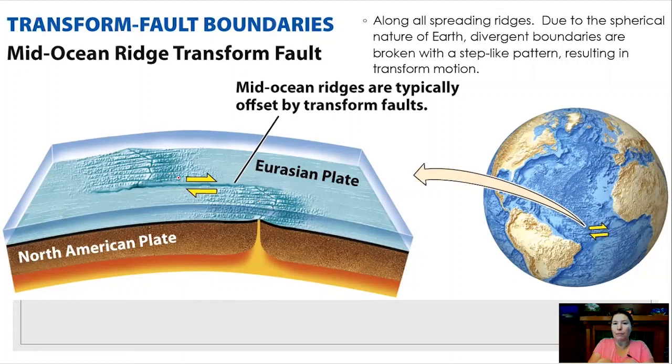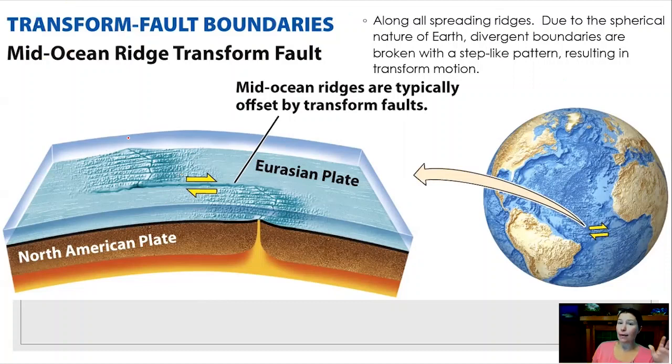Like if I were to rip a piece of paper, well, that's flat, that works okay. If I were to try to rip a soccer ball, it's not going to work quite like that. We're going to have places where it's going to go sideways. That's not the best example either. But anyway, transform boundaries are places where some stress is being released all along this big spreading ridge.